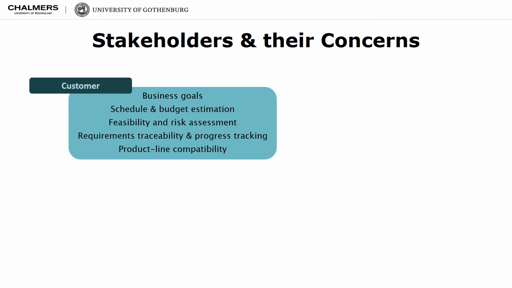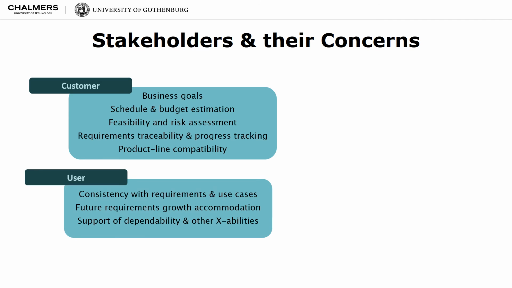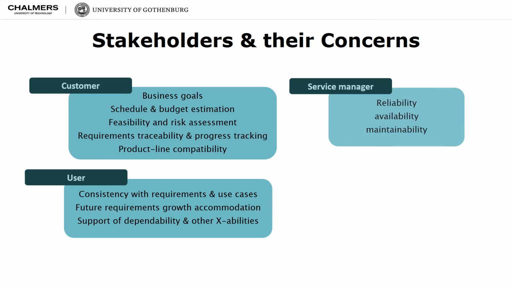Another stakeholder, like a user, has concerns related to the functionality of the system as well as non-functional properties like performance and security. Yet another category of stakeholders are the service managers. They need to maintain the system and are interested in reliability and availability, amongst others.